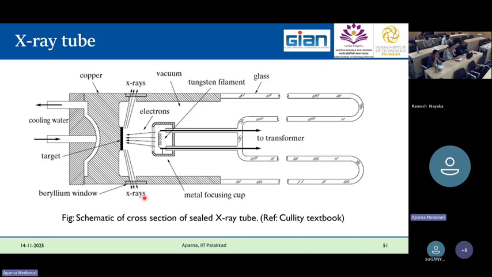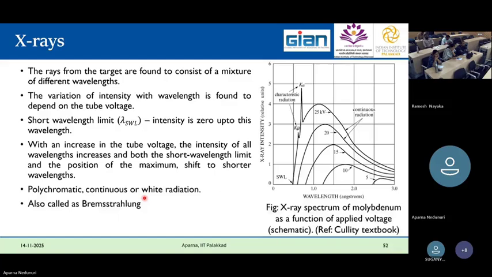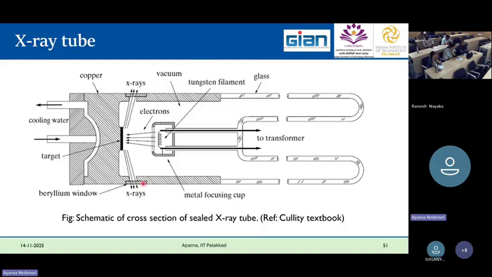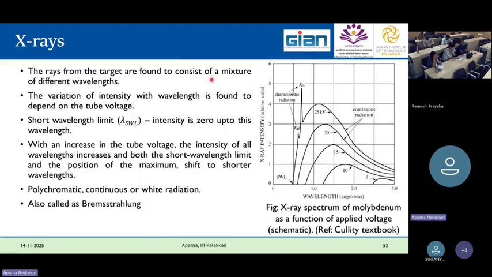Once they interact, they will either scatter or diffract, and the diffracted rays we will collect through a detector. Then we will get a pattern. The rays from the target were studied, and they understood that these rays consist of a mixture of different wavelengths.